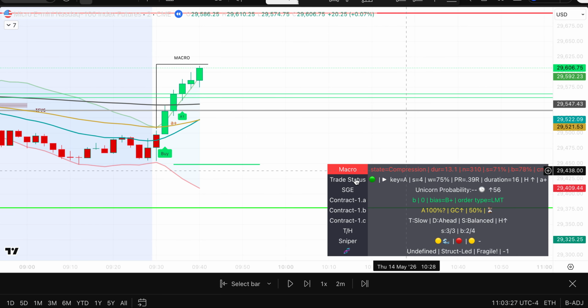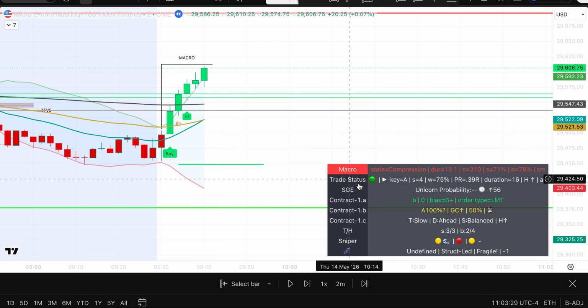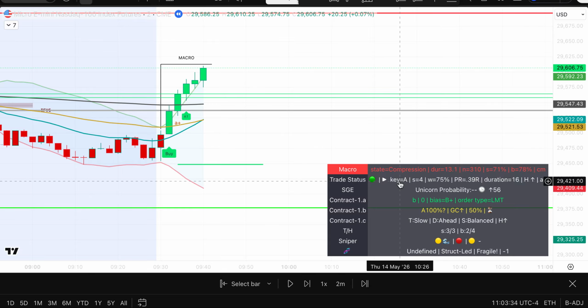Okay. Now we're getting to the actual structure itself, which is the trade status. The key is an A. All right. Which is the strongest key you can have for a structure in Jarvis. It has 4 samples. Win rate is 75%. The PR on this particular structure, which is potential of additional return above the 1R configuration that I have in the journaling, which is here.